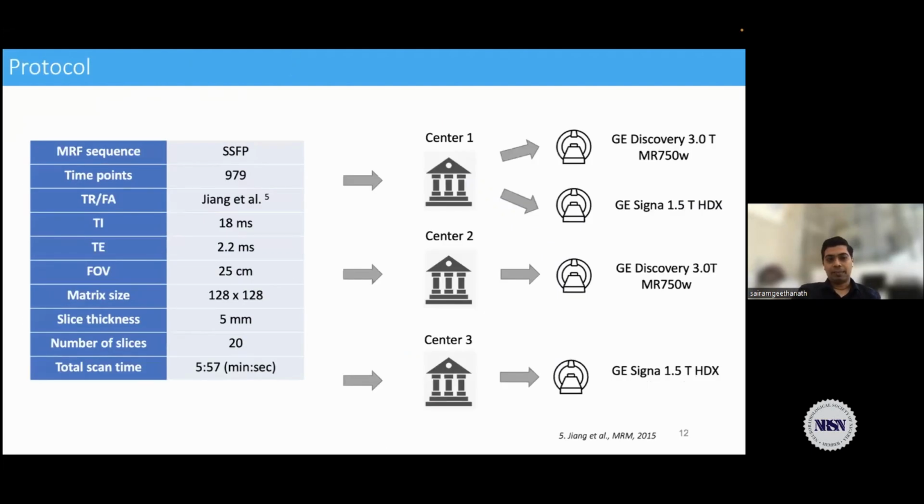The acquisition parameters are on the left. It takes about 6 minutes to acquire 20 slices, 5 mm thickness. Center 2, we had the 3T. But this has been demonstrated at 1.5T and 3T. MSKCC, or Memorial Sloan Kettering Cancer Center, had both systems that they used.